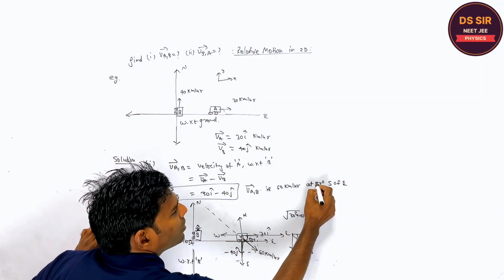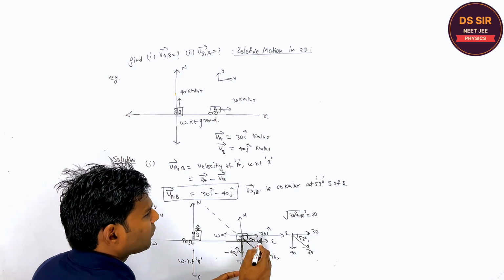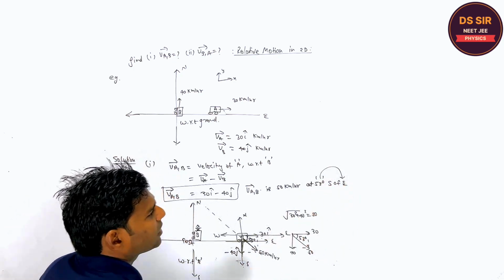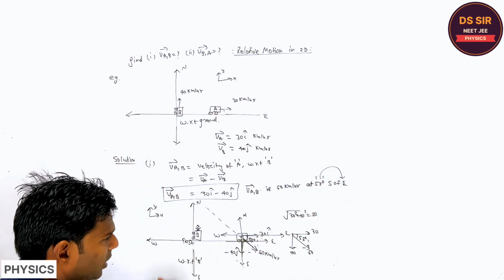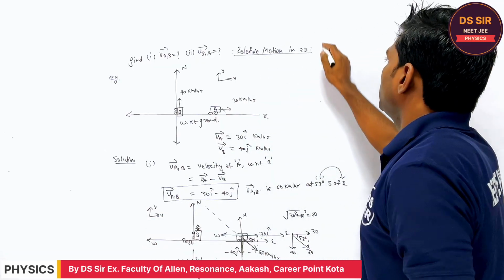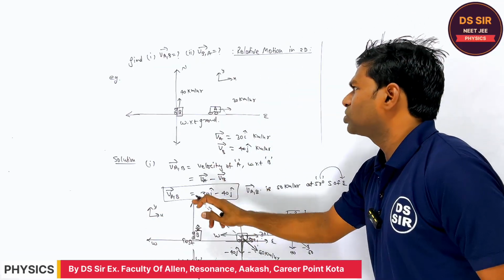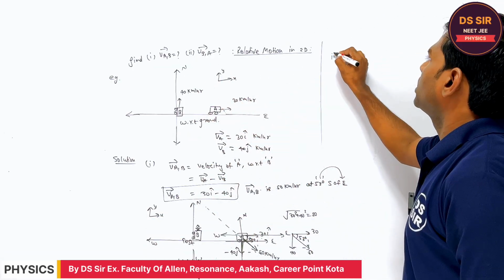Is it clear or not? 53 degree south of east. This angle is made with the east. All right. Now in the second part, the velocity of B with respect to A.